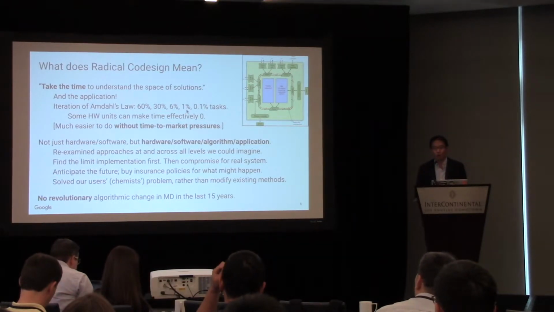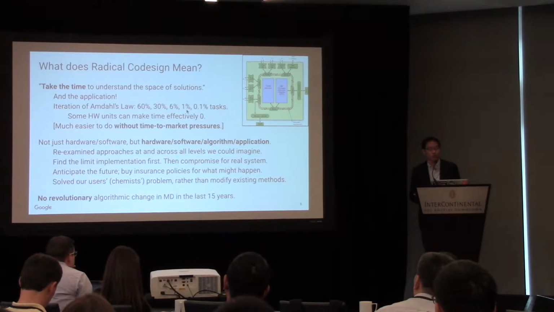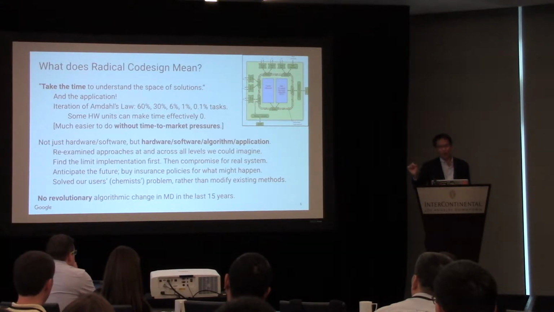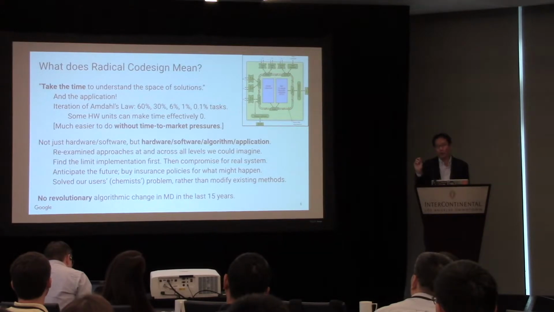I'll contrast that with what we can do in architecture, at least in special purpose machines, where you can throw hardware at a problem until its time effectively becomes 0. So take the 60% task and make it 0. Now your 30% task dominates your profile. Attack the 30% task, possibly with a different accelerator, make it 0. Keep on doing this. This is the way you get to a 1000x machine.